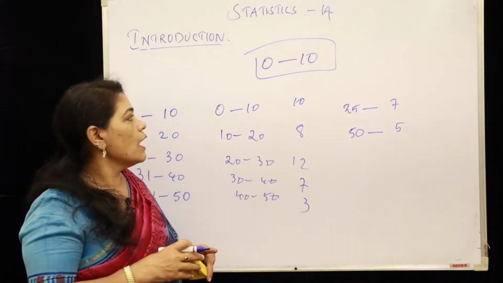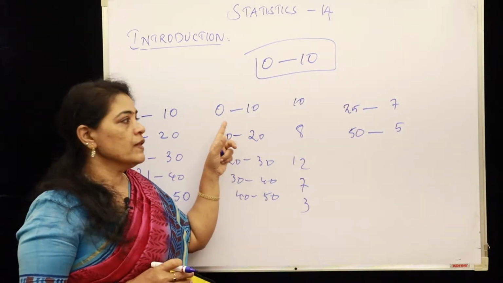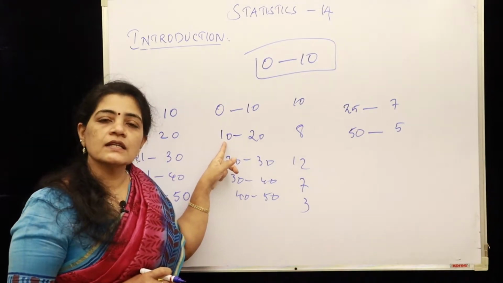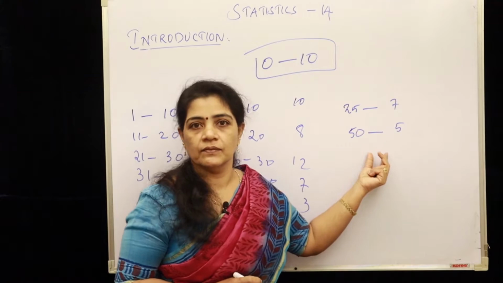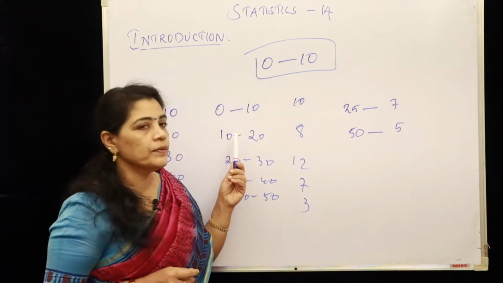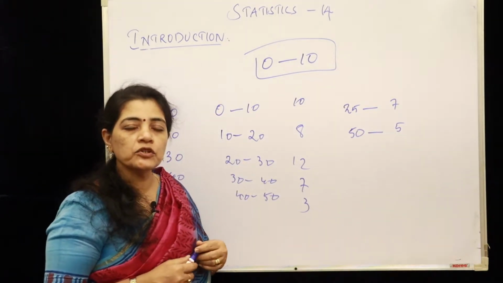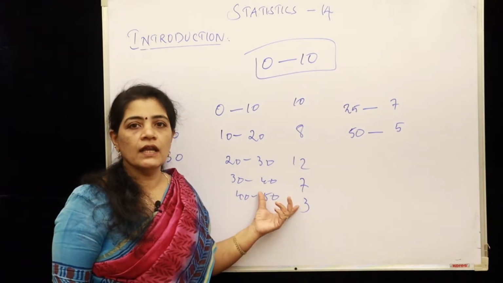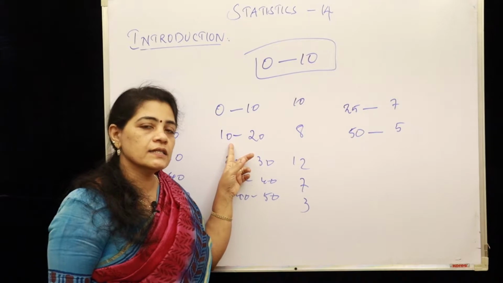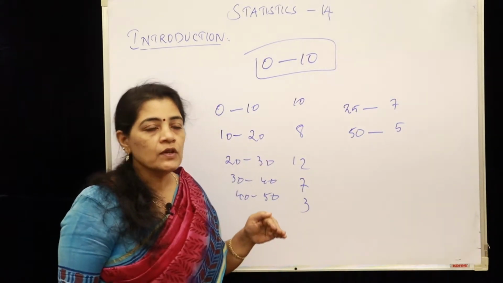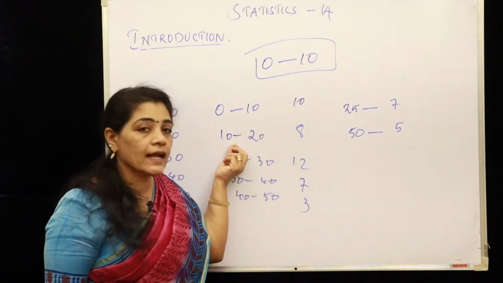Why? Because the upper limit of the first class and the lower limit of the second class are the same. So this is continuous and this is discrete. In this type, that is 0 to 10, 10 to 20, that is a continuous class interval, the upper limit of the first class and the lower limit of the second class interval are the same. So this 10 belongs to the second class interval.